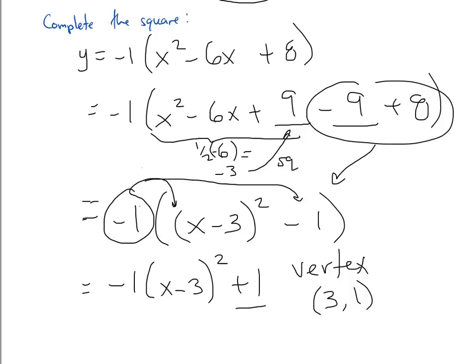And for an added bonus, we know that because a is negative, our parabola should open down. So if we wanted to graph that really quick, we can. 1, 2, 3, up 1, opens down. There's our graph.